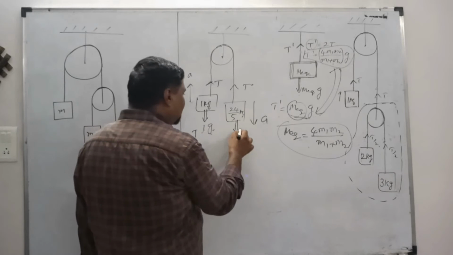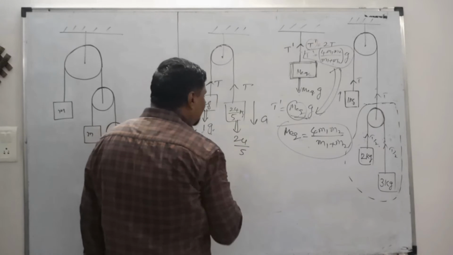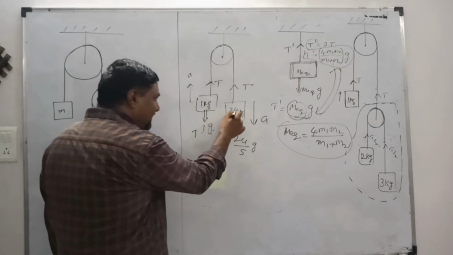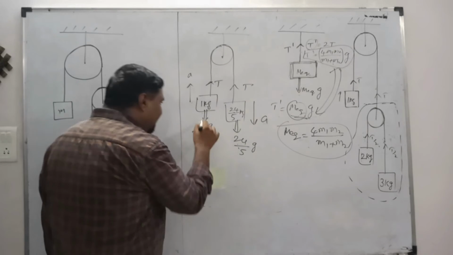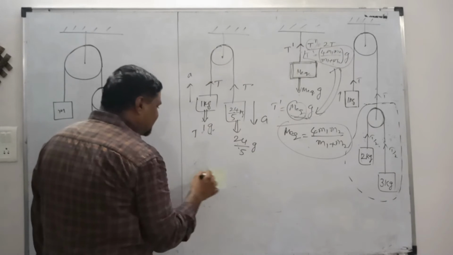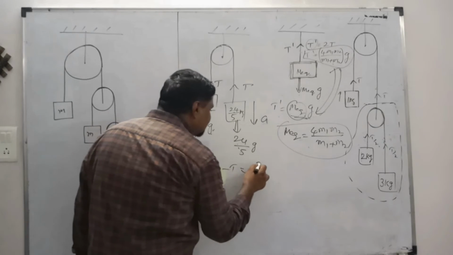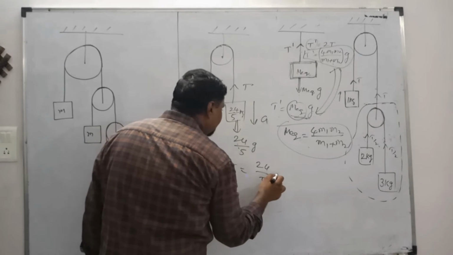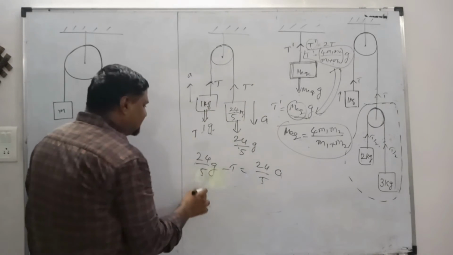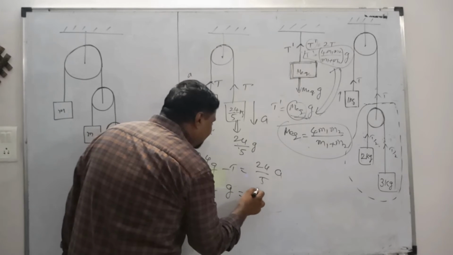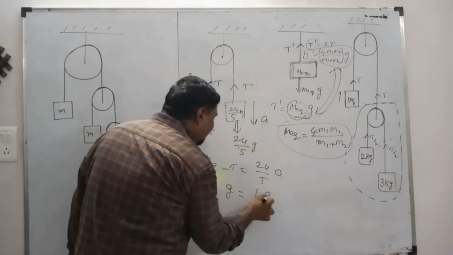You see here also, how much force will it experience? 24 by 5 g. Right. As this is the bigger one, this will go down and this will go up. If I write the equation for this, 24 by 5 g minus T is equal to the mass of this, 24 by 5, into a. And the equation for this will simply be T minus g is equal to 1, mass is 1, into acceleration a.